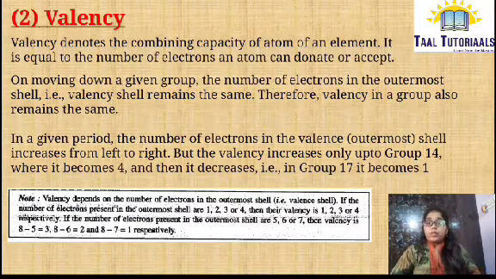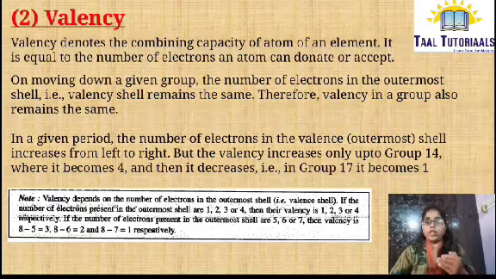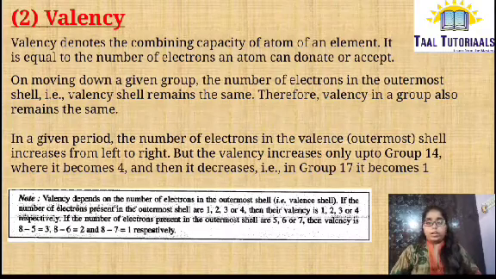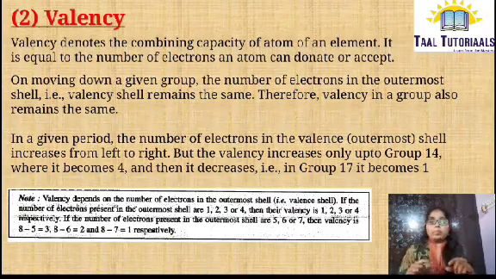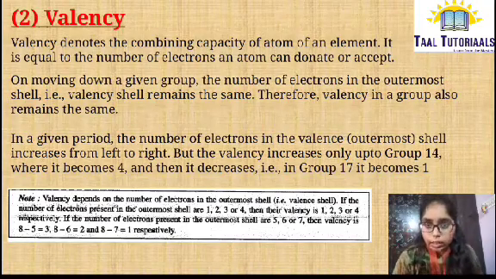On moving down a group, the number of electrons in the outermost shell, that is the valence shell, remains the same. We know that from top to bottom, when you come down, the valence shell remains the same. Therefore, valency in a group also remains the same.